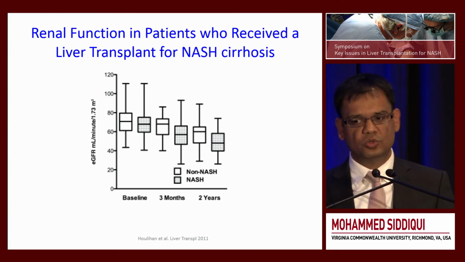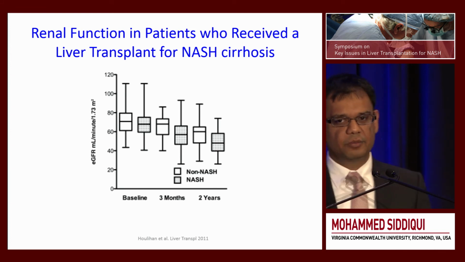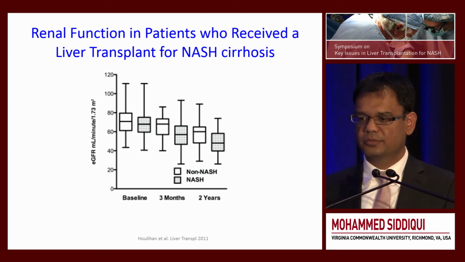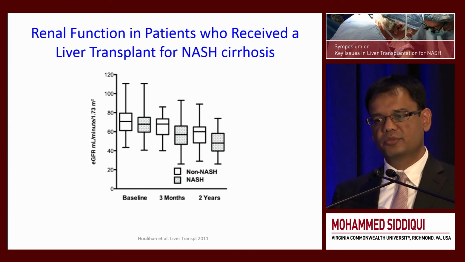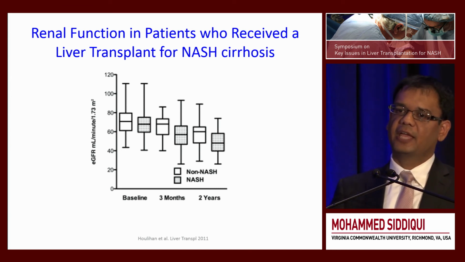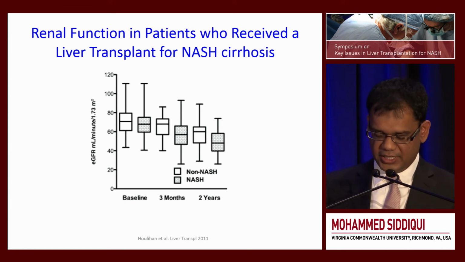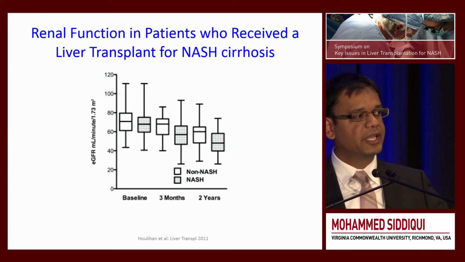Strategies that have been used, not necessarily in NASH patients, are to reduce CNI and combine with mTOR inhibitors, and that's produced some modest results. But once again, as I showed you before, this is not a simple isolated problem. This is a systemic problem. And to manage a systemic problem, you cannot just change immunosuppression. You have to manage their diabetes better.